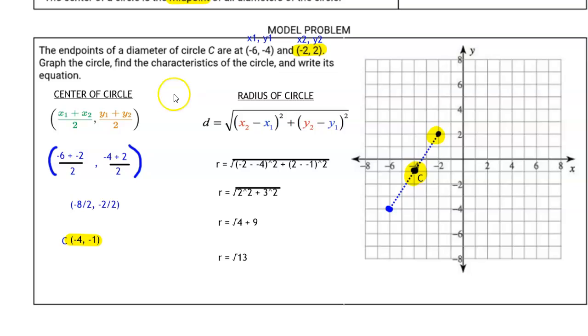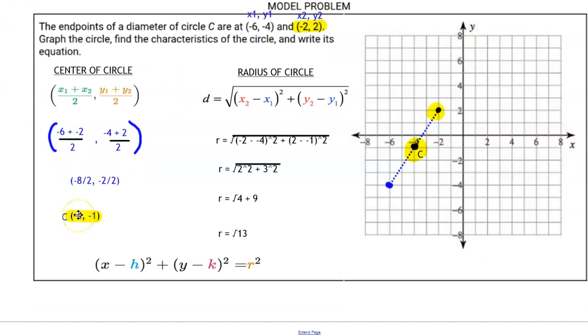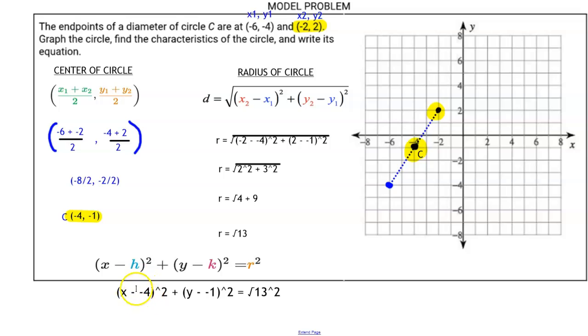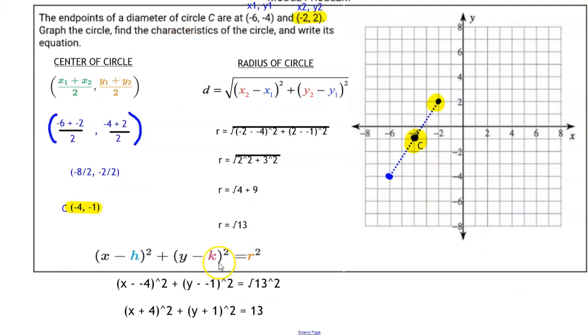So now let's write out the equation of a circle, and of course you know the equation of a circle is this. Now we can substitute the values from the center and the value from the radius into this equation. And we know we can simplify this to positive 4, simplify this to positive 1, but the square root of 13, when you square it, becomes much simpler because squaring and square rooting are opposite operations. So we're left with x plus 4 squared plus y plus 1 squared equals 13. So there's our answer, correct and complete.